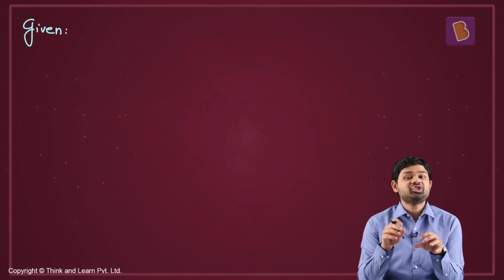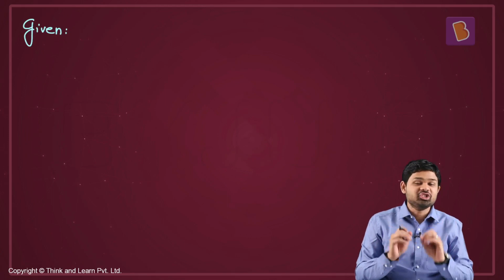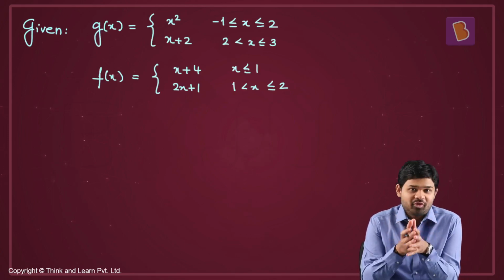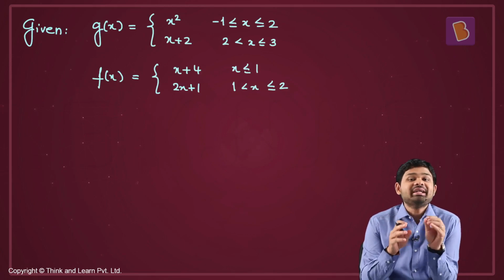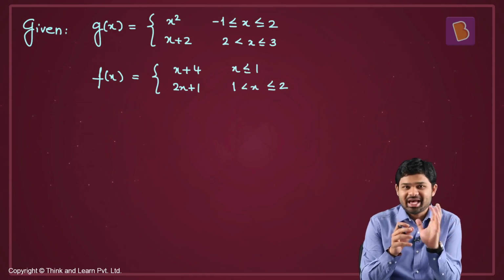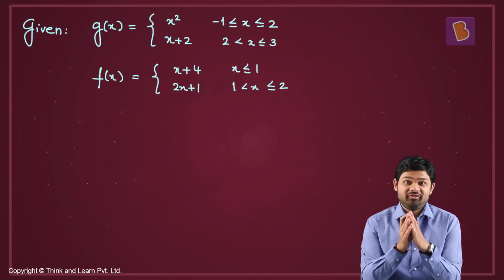Here's yet another very interesting question. Now in this question, they've given us the definitions of two functions, f of x and g of x. This is f of x, this is g of x. Now these two functions have been defined in particular domains. So the domains of f of x and g of x can be seen from the function definition.